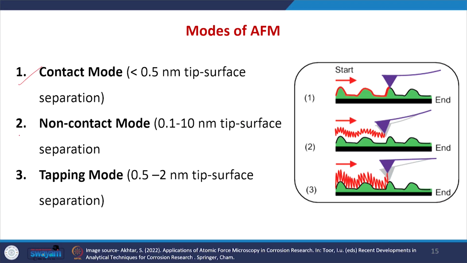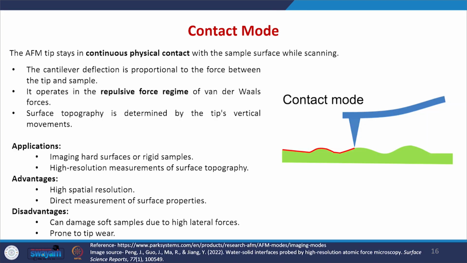Let us see the various modes of AFM. AFM has three modes. The first one is contact mode, the second one is non-contact mode, and the third one is tapping mode. Let us see the contact mode in detail. In contact mode, the AFM tip stays in continuous physical contact with the sample surface while scanning. The cantilever deflection is proportional to the force between the tip and sample, and it operates in the repulsive force regime of van der Waals forces. The surface topography is determined by the tip's vertical movement.